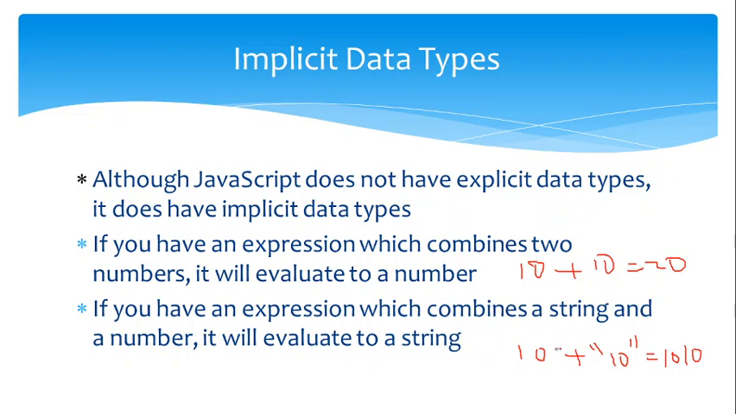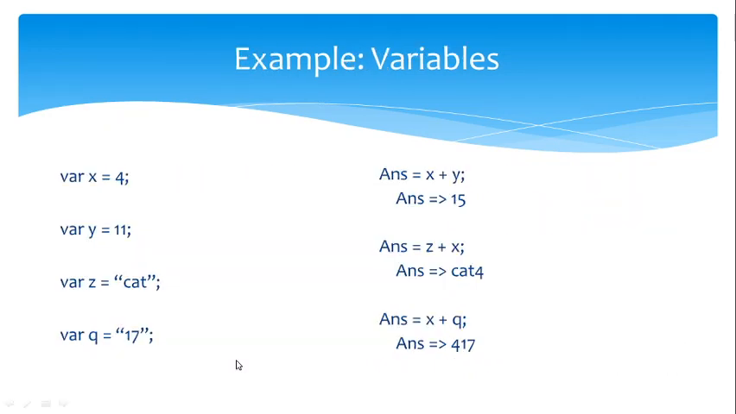This is an implicit data type. We will see the example also. Example, where x is equal to 4, y is equal to 11, z is equal to "cat", and q is equal to "17". This is a string, and this is a string, and these are numbers. So what is the first answer? x plus y: 11 plus 4, the answer is 15, correct.